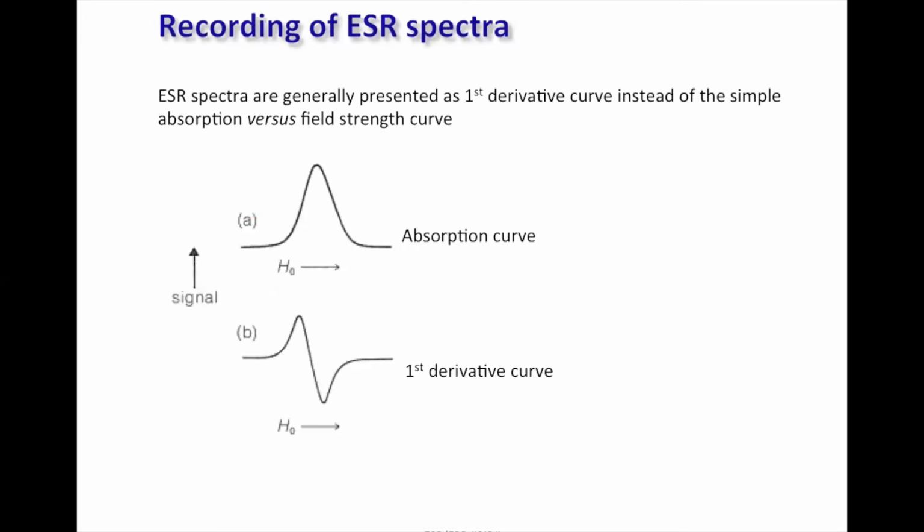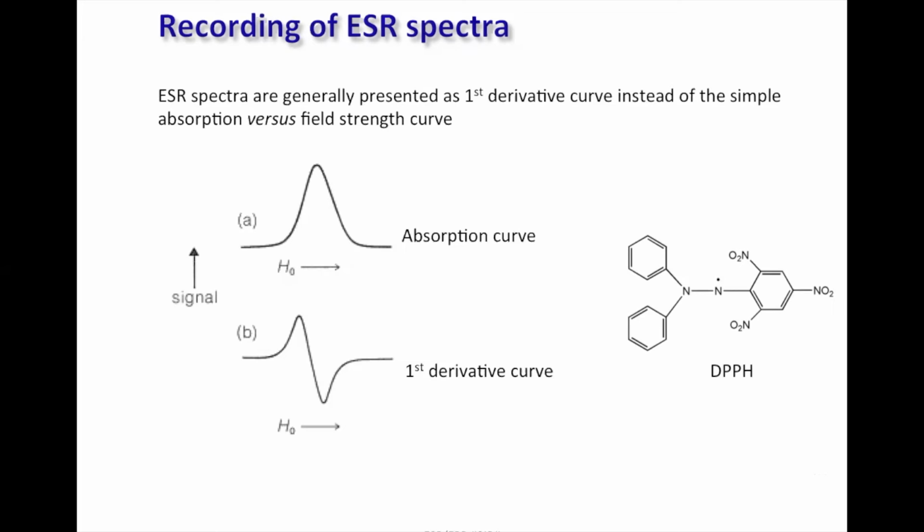Now, how to record the ESR spectra? The ESR spectra are commonly presented as derivative curves. That is, it is a plot of the first derivative of the absorption curve against magnetic field rather than the absorption curve itself. This arrangement is used because it gives a better signal to noise ratio than a simple plot of absorption against magnetic field.